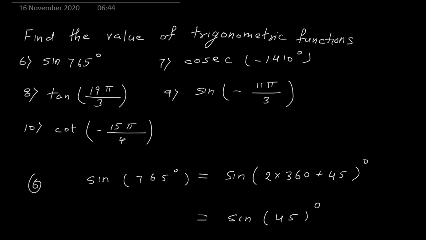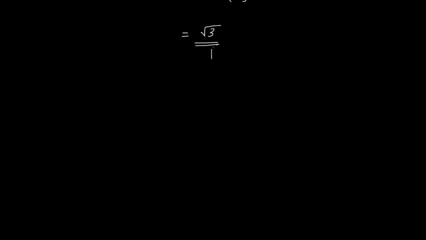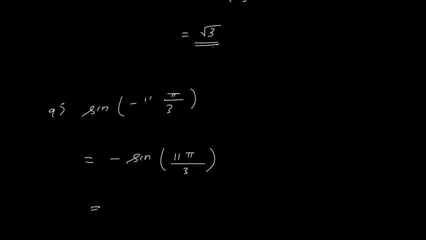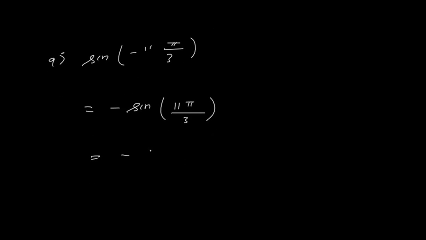Now 9th question is sin of minus 11 pi divided by 3. So first I will write this as equal to minus of sin of 11 pi divided by 3. 3 fours are 12. Okay, so this is minus sin, it is 2 pi minus pi by 3. 4 pi, sorry, not 2 pi, it is 4 pi, na? 4 threes are 12, 4 pi. So the angle is in multiple of 2 pi.